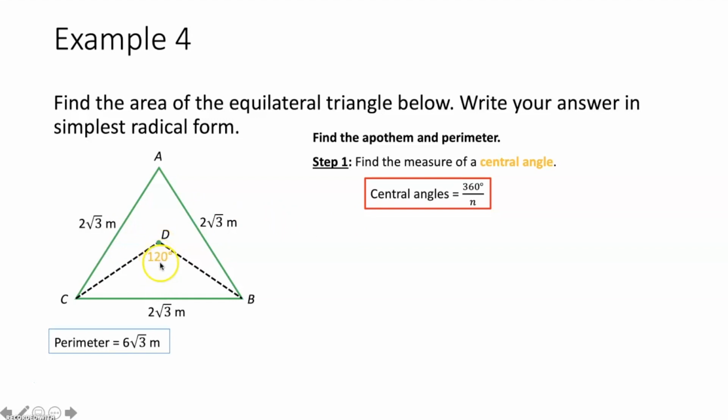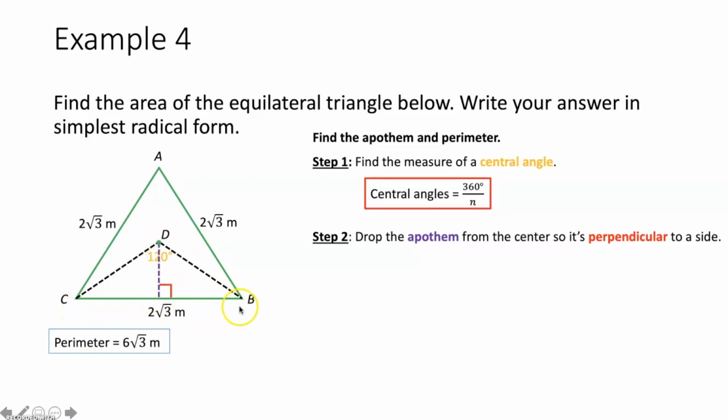Then we're going to drop an apothem so that it's perpendicular to this side over here. Now, when we do that, there's 2 things to note. One would be that your apothem actually bisects this side over here, meaning that if the entire side length over here is 2 rad 3 meters, that means that each of these segments would then measure 1 rad 3 meters, or just rad 3 meters. The second thing to note would be that this apothem actually bisects our central angle. So in step 3, we're going to divide our central angle in half. So if the entire central angle is 120 degrees, we're going to divide that in 2 and say that each of these smaller angles in here are 60 degrees.